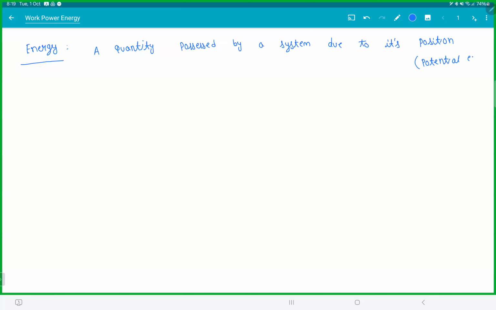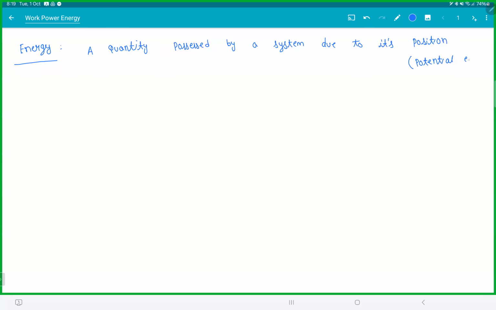So later on, when the caveman learns language, he will call it something, and he must have called it energy. What it has is something more. That something more is called energy. And due to its motion, we call this kinetic energy. So if you ask me, this is what I will say.